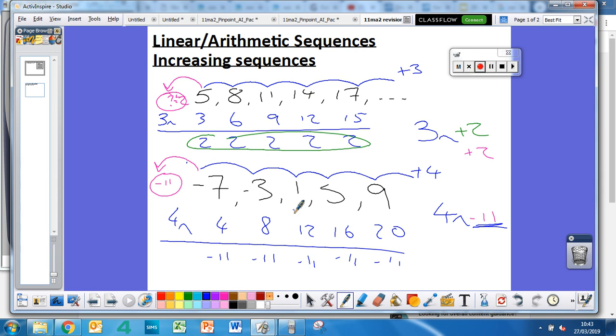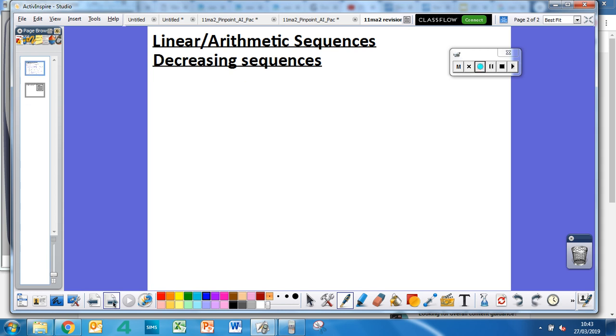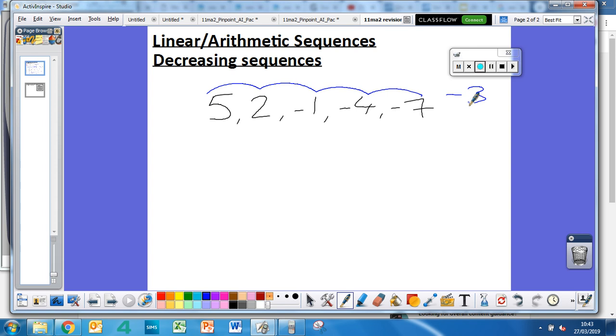Our second type of linear or arithmetic sequence is one that's decreasing. So it might be a case that we start with 5, but this time it might go down by 3. There it is. And the approach is exactly the same. What is happening as we move through here? It's going down in 3s, which means it's minus 3n. It's like the -3 times tables, -3, -6, -9, -12, -15, going down in 3s.